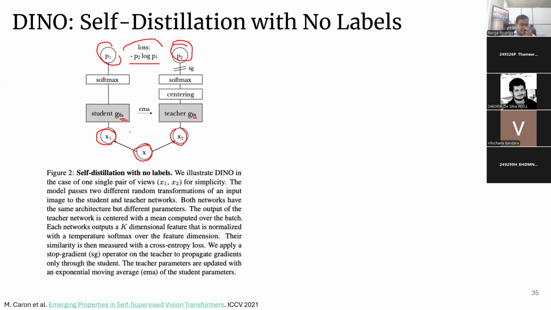We illustrate DINO in the case of one single pair of two views, two views of the same image, x1 and x2, for simplicity. The model passes two different random transformations of an input image to the student and the teacher network. Both networks have the same architecture but different parameters. The output of the teacher network is centered with a mean computed over the batch. Each network outputs a K-dimensional feature that is normalized with a temperature softmax over the feature dimension. Their similarity is then measured with cross-entropy loss. We apply a stop gradient operator on the teacher to propagate the gradients only through the student. The teacher parameters are updated with an exponential moving average (EMA) of the student parameters. That's done later.